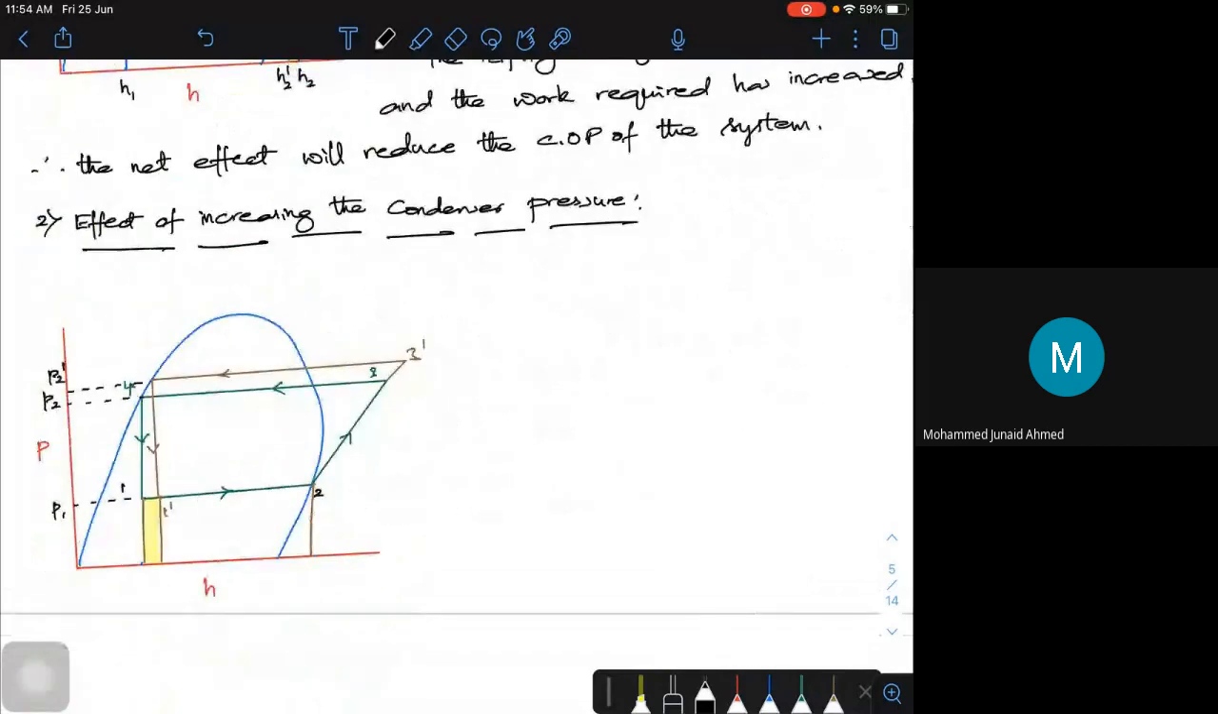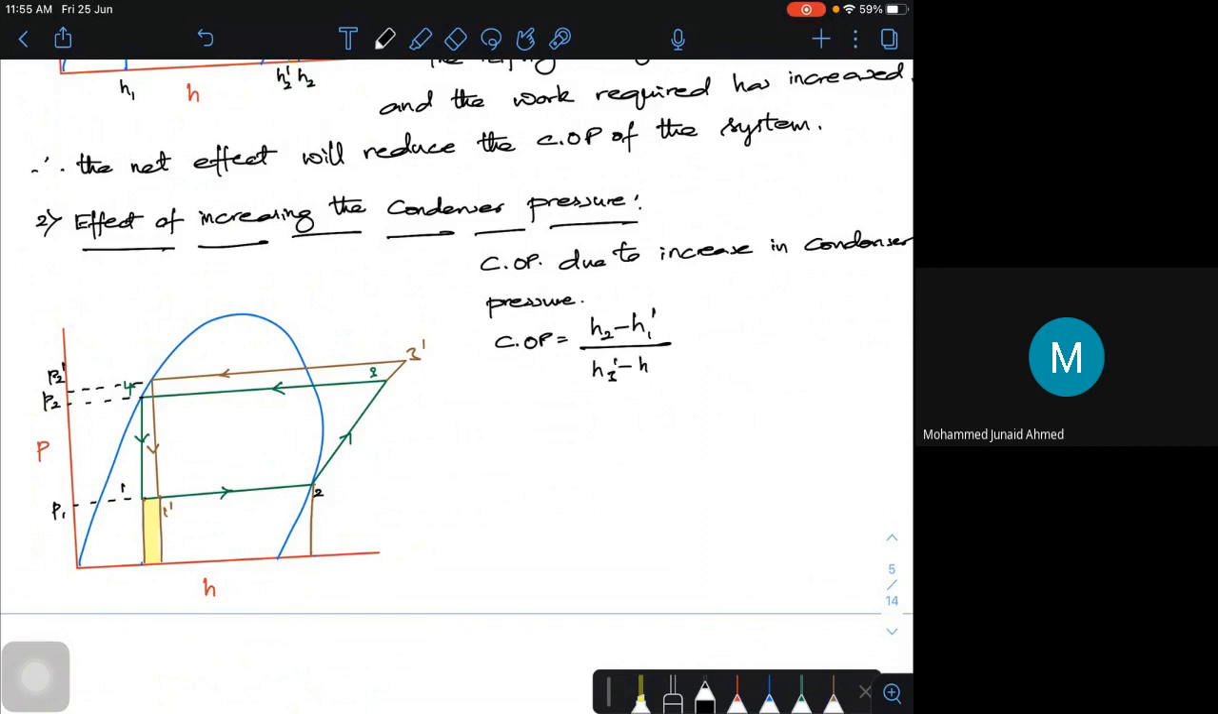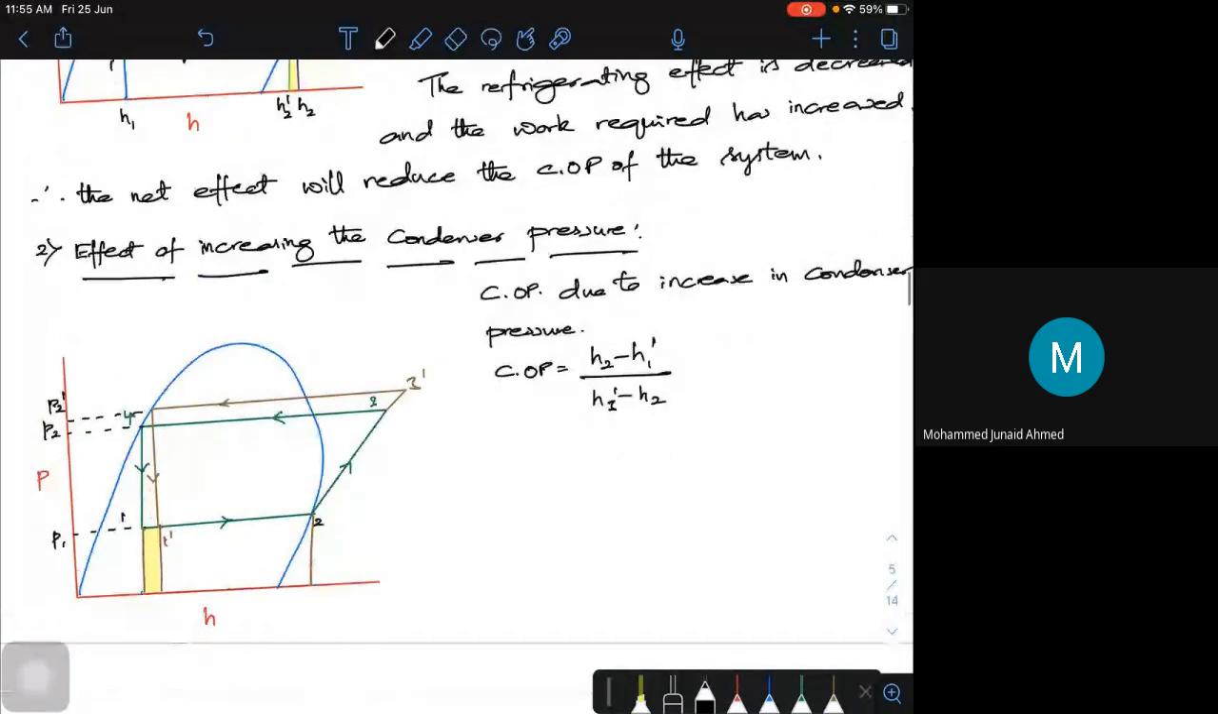So COP due to increase in condenser pressure, what is it actually? The COP will be equal to your refrigerating effect, that is H2 minus H1 dash divided by H3 dash minus H2. Okay. So the effect of increasing the pressure, the refrigerating effect is decreased.